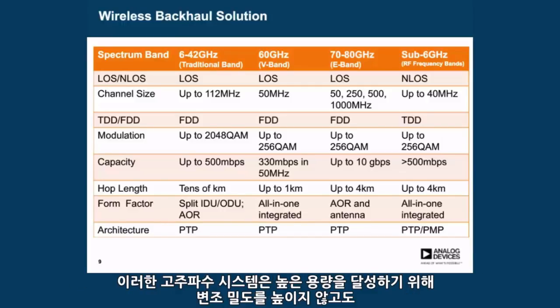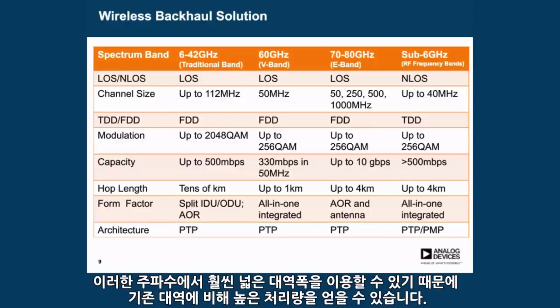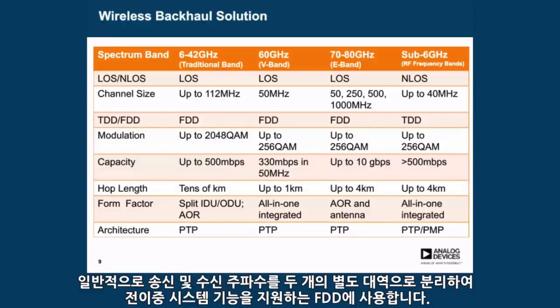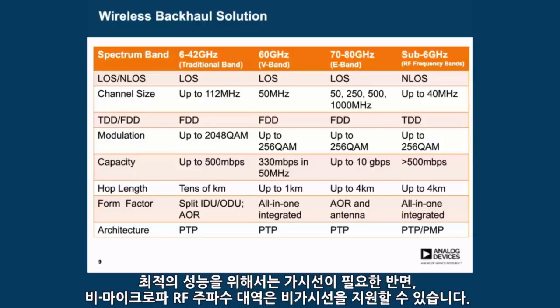These high-frequency systems are able to obtain a higher throughput rate compared to the traditional band due to the much wider bandwidths available at these frequencies without needing to increase the modulation density to achieve higher capacity. These microwave systems are point-to-point architectures and typically use frequency division duplexing, or FDD, where they separate the transmit and receive frequencies to be in two separate bands to allow for full duplexing system capabilities. They require a line of sight for optimal performance, whereas the non-microwave RF frequency bands can support non-line of sight.